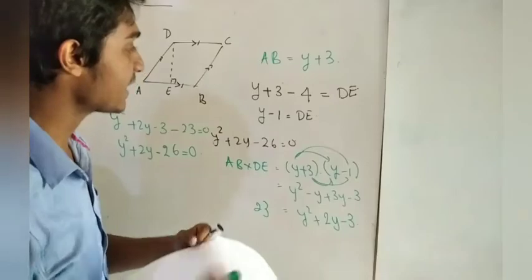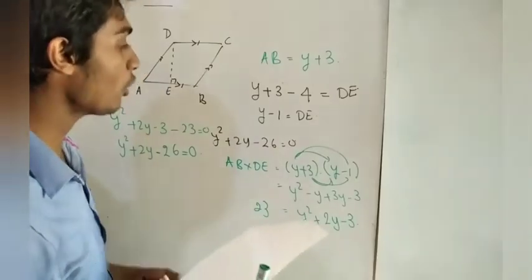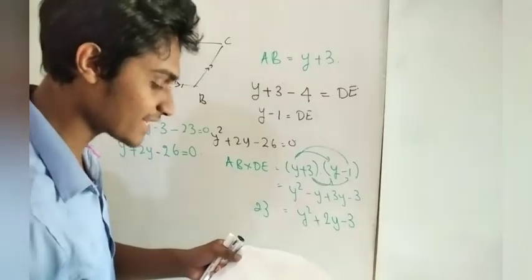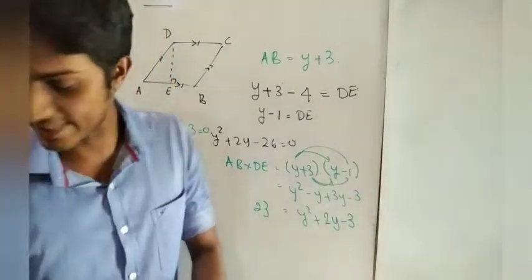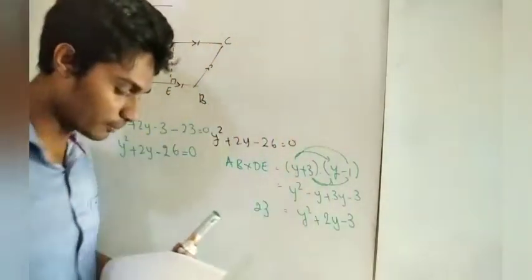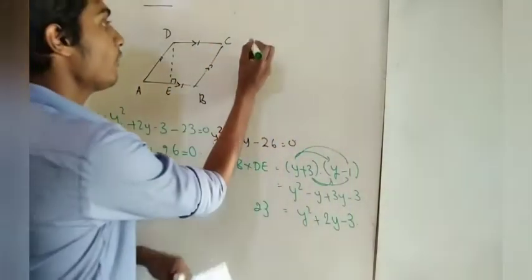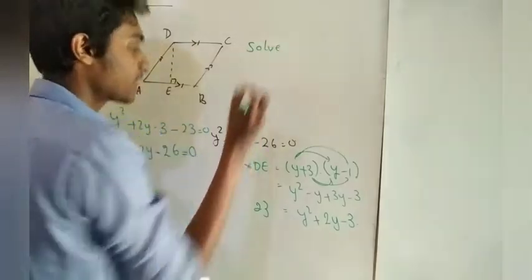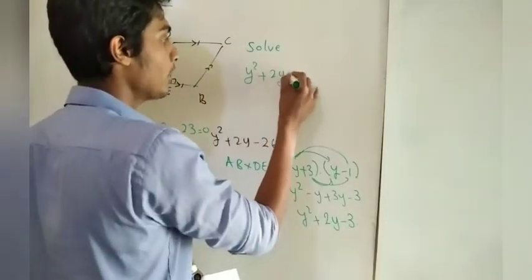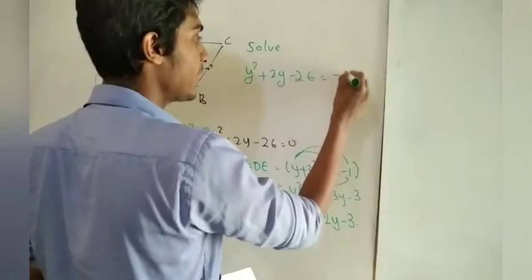And the last question is, we have to solve y squared plus 2y minus 26 equal to minus 2, right? Since we don't have much space, let me erase the first problem. They are asking to solve y squared plus 2y minus 26 equal to minus 2, right?